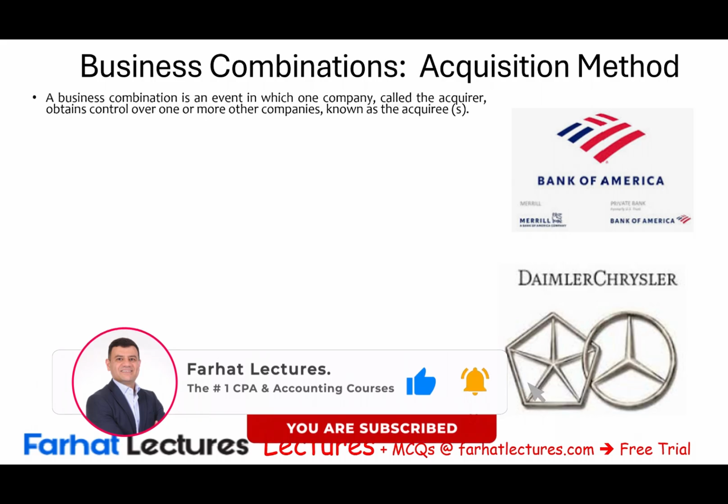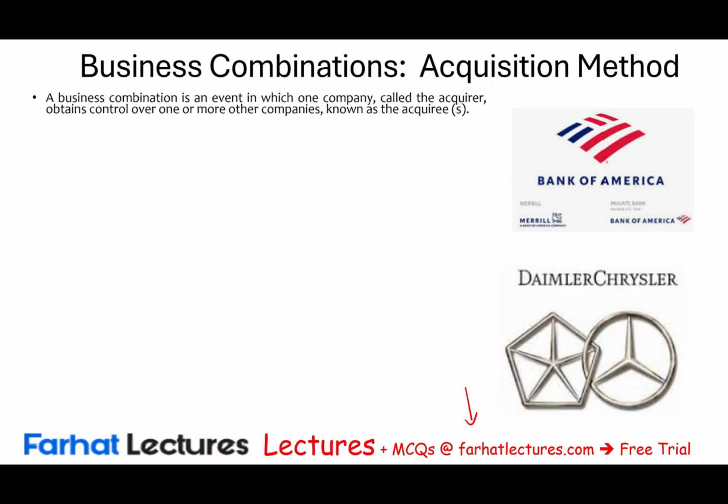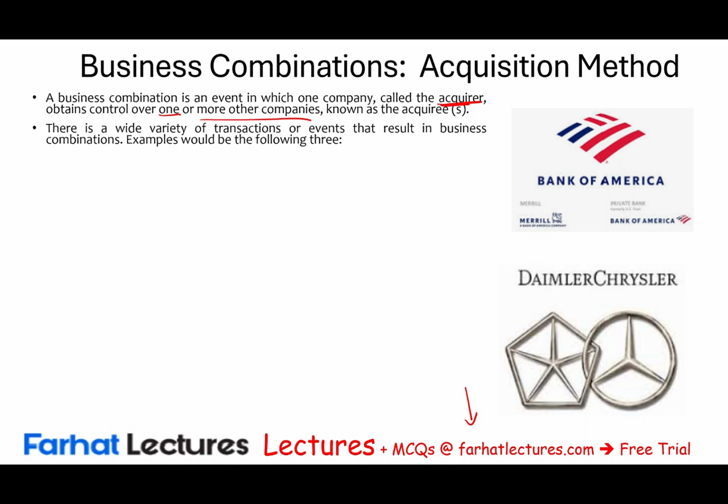Now, a business combination is an event in which one company, called the acquirer, the purchaser, buys control over one or more companies known as the acquiree. So simply put, one company buys another company. There's more than one way to do this business combination. We're going to discuss three specifically, and we're going to focus on one of them as far as the CPA exam is concerned. Let's go ahead and get started.